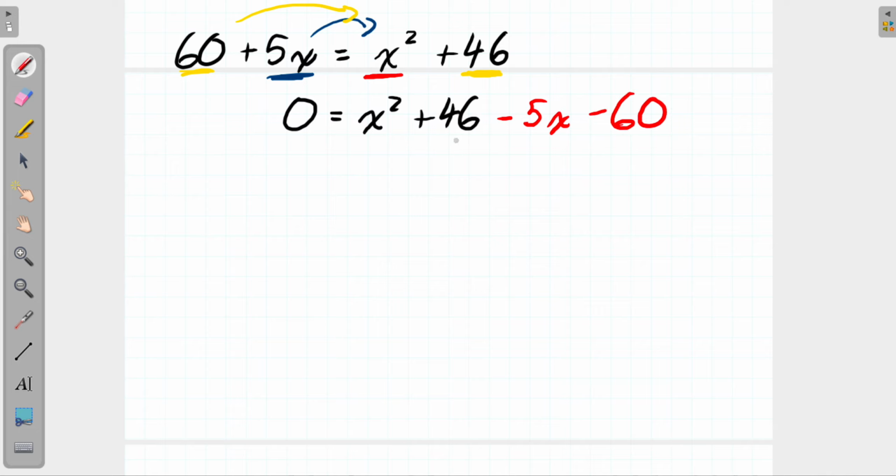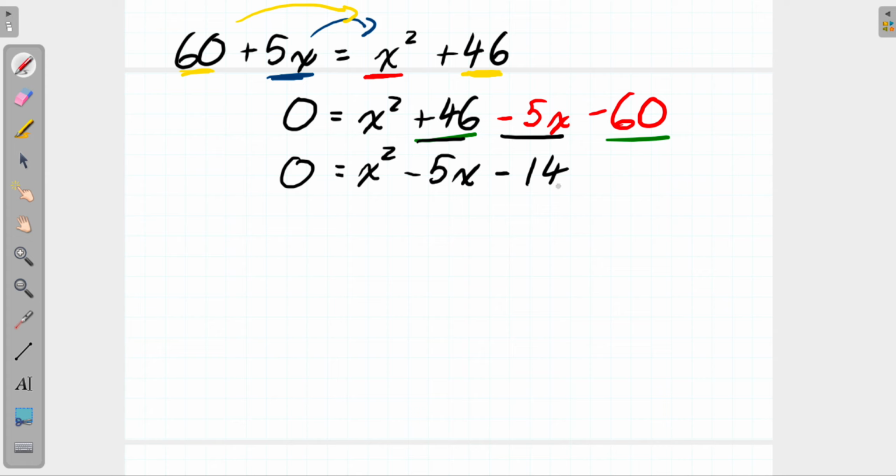We'll combine these two like terms. And we'll also put it in order of variable with the highest exponent to the lowest. So the x squared will start on the left. There's nothing else like the negative 5x, so that will be the next term. But we can combine positive 46 and negative 60. We're going to get negative 14 in this case. And now what we have is a quadratic.